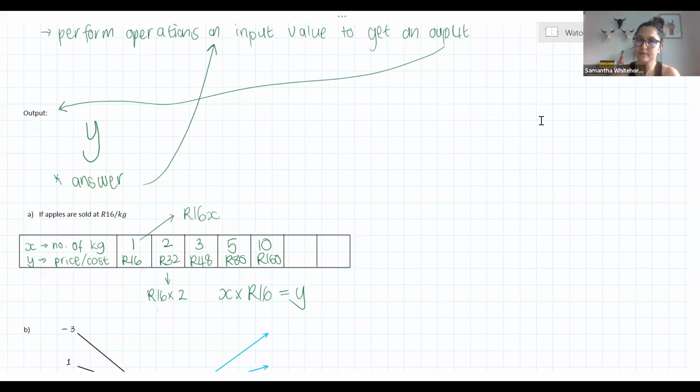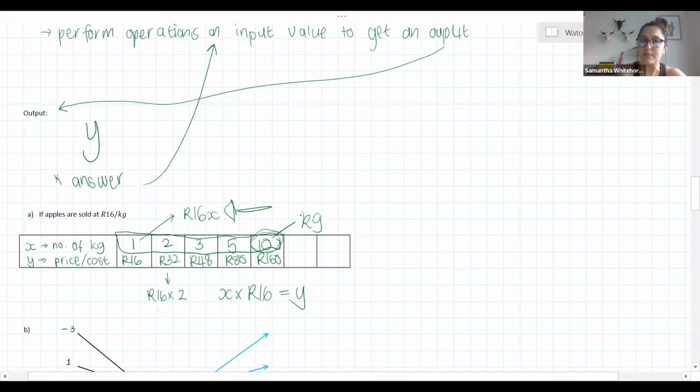The output. Okay, so the output is what I do when I take my X values and I times it by the price. So in this case, I'm taking each of these X values at the top here and I times it by the 16 rand, because each of these values represent how many kilograms of apples I'm buying. And so if I say I've got 1 kilogram, that's going to cost me 16 rand. 2 kilograms is 2 times 16, so 32 rand. 3 kilograms is 3 times 16, and so 48 rand. And so I've kept going. Okay, thank you. Okay, good.